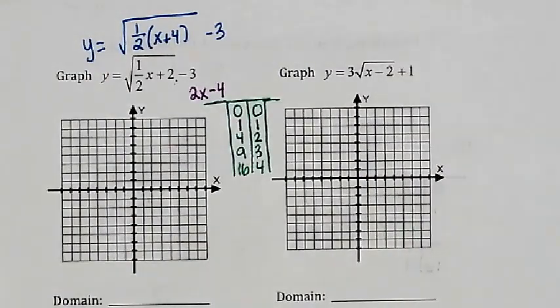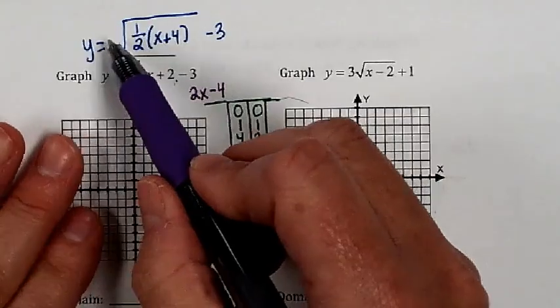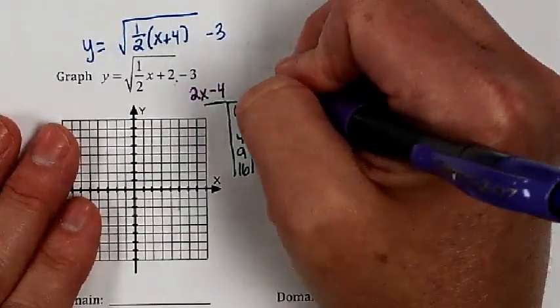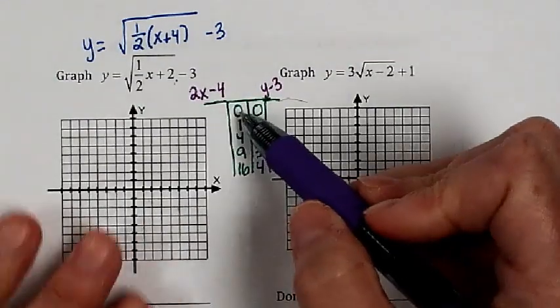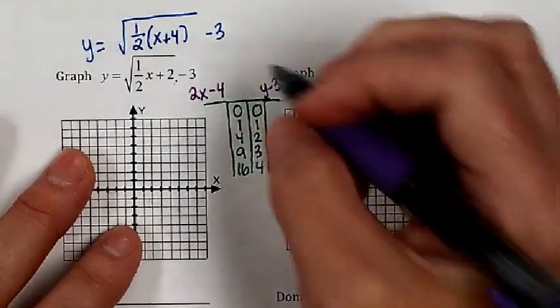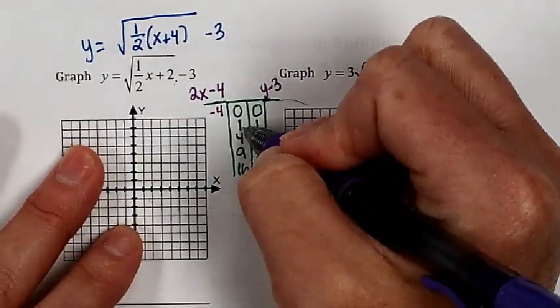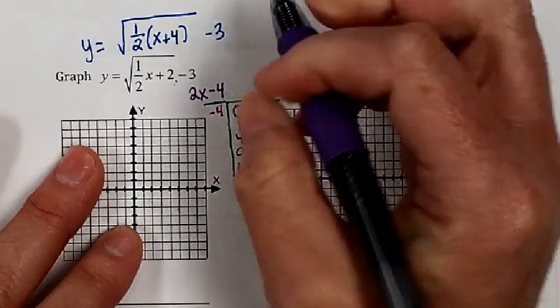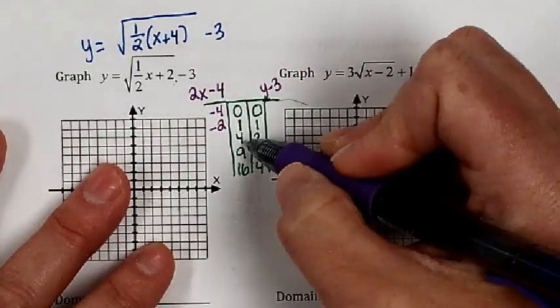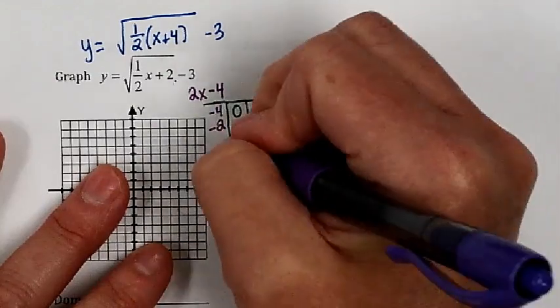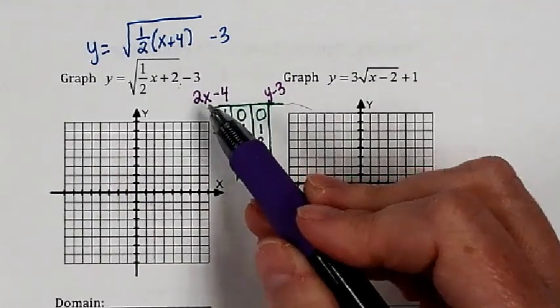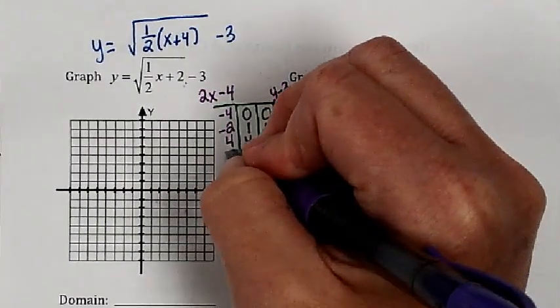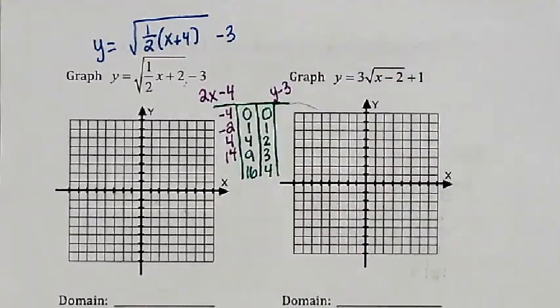And then for your y's, everything outside, we're not multiplying by anything, but I am subtracting 3, so y minus 3. Now let's figure out your x and y. If I put in 0, 2 times 0 is 0, minus 4 is negative 4. 2 times 1 is 2, minus 4 is negative 2. Plug in 4, 2 times 4 is 8, minus 4 is 4. Then 9, 2 times 9 is 18, minus 4 is 14. And for 16, 2 times 16 is 32, minus 4 is 28.